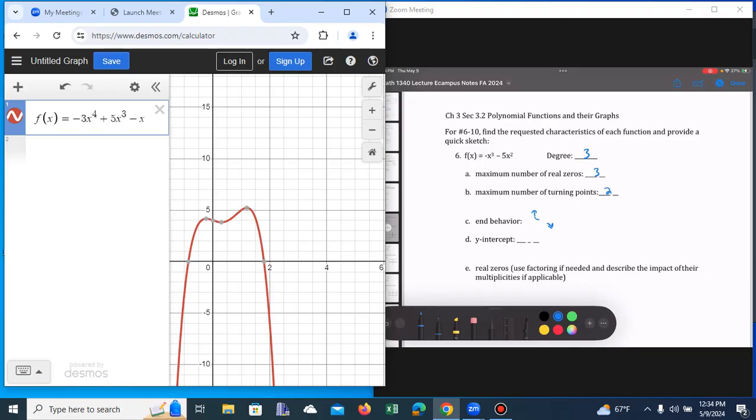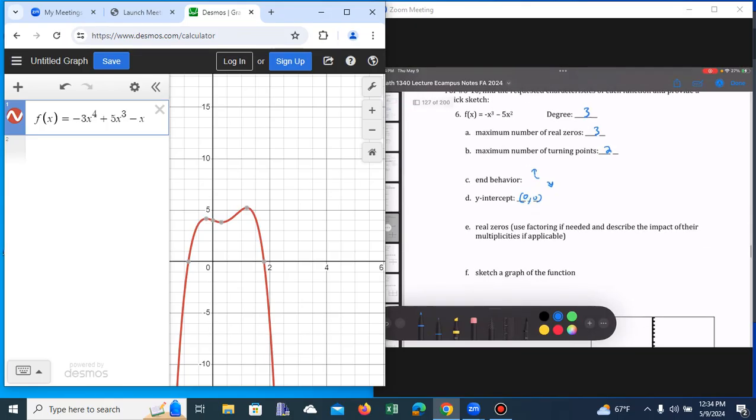If you let x equal 0, you get 0 out. Every term has 0, so it's going to go through the origin. Right, so now we want to factor this to find the other zeros. So we're going to factor out x squared and a negative sign for that matter. Negative x squared. We're left with x plus 5.